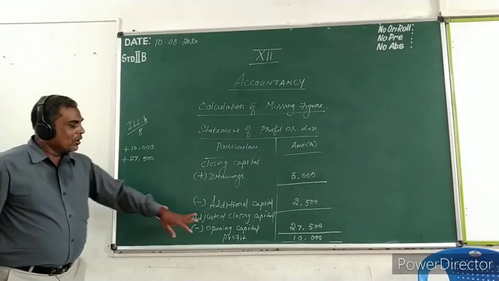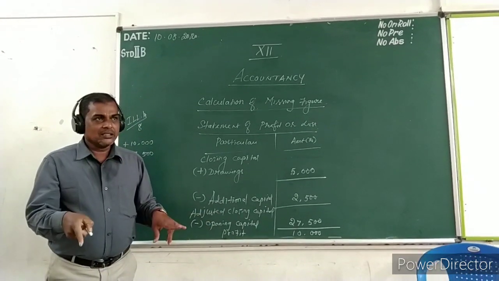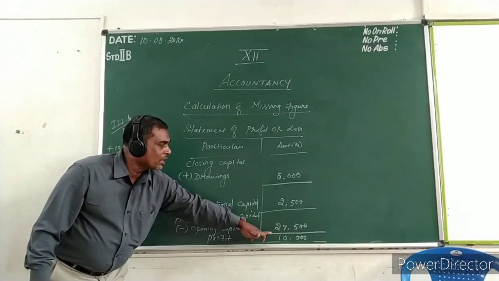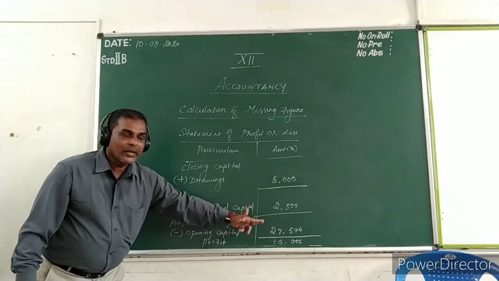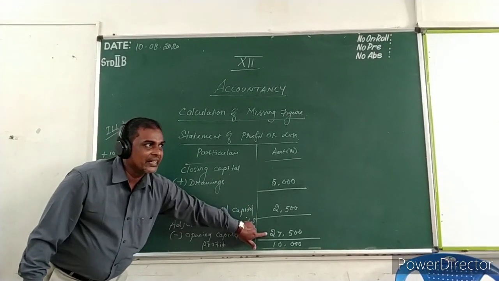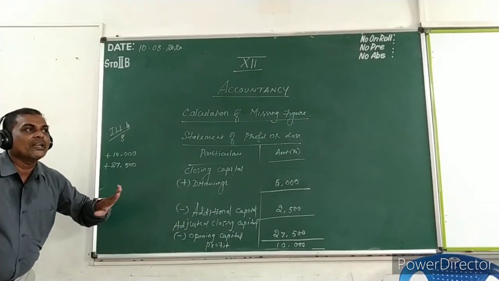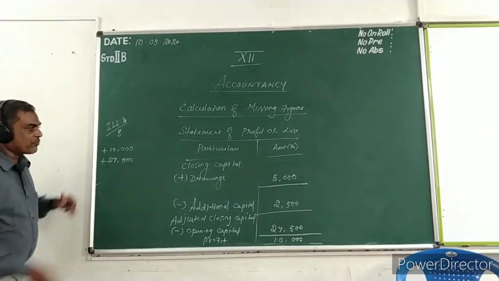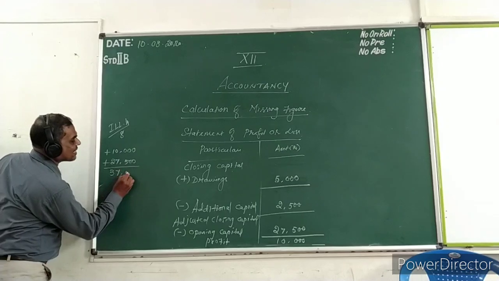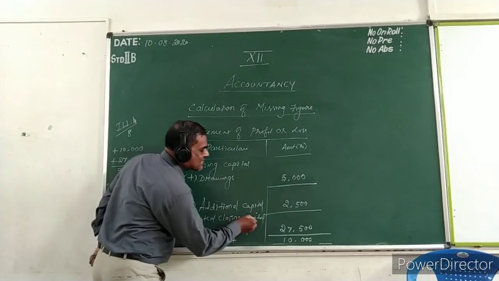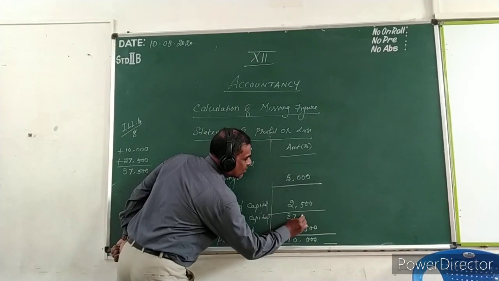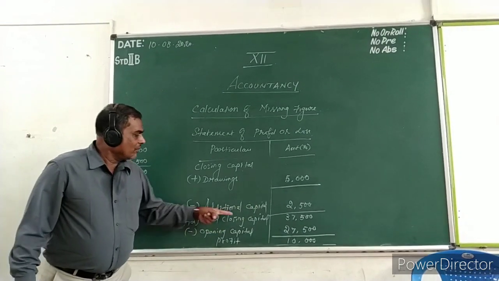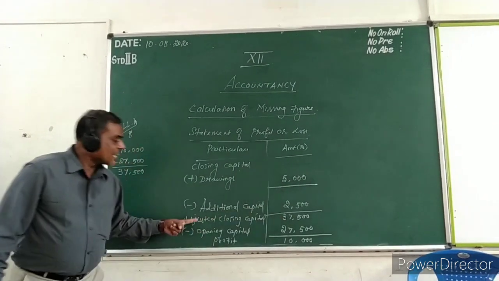Once again I tell you, here the profit is plus 10,000. To add or subtract, we need one more item, and that item is the next item only. You should not take the one here or here, you have to take the next item. Here the next item is 27,500. It carries minus, so we have to change it as plus. So plus 10,000 plus 27,500 will get rupees 37,500. That is the adjusted closing capital. Understood?